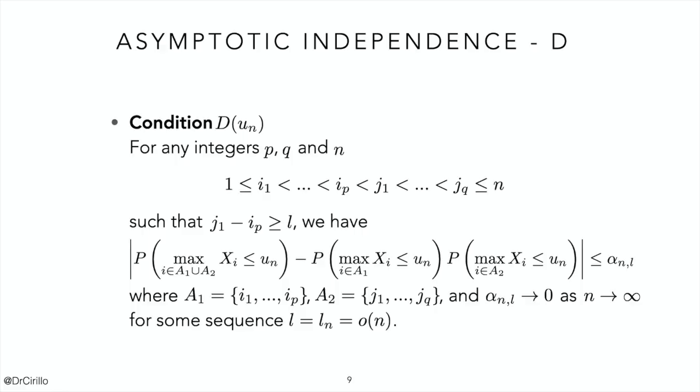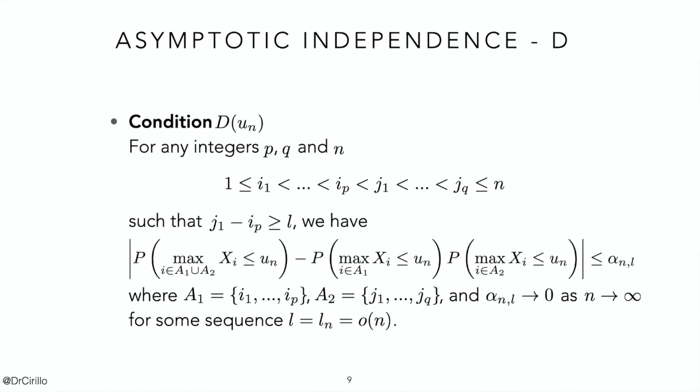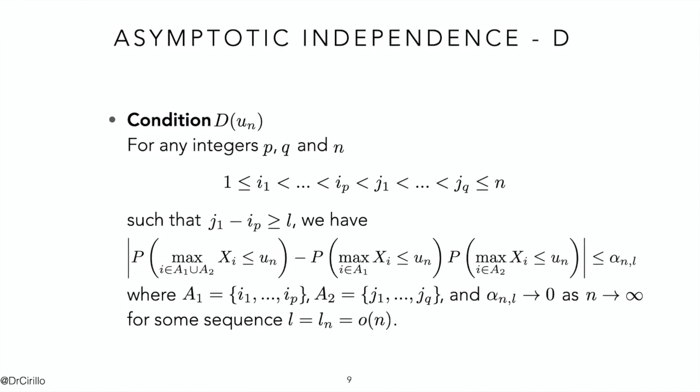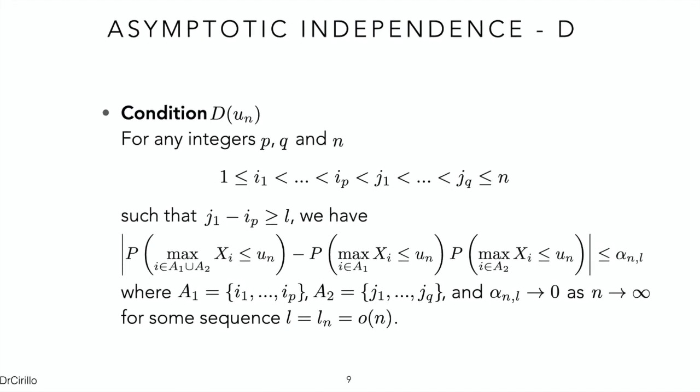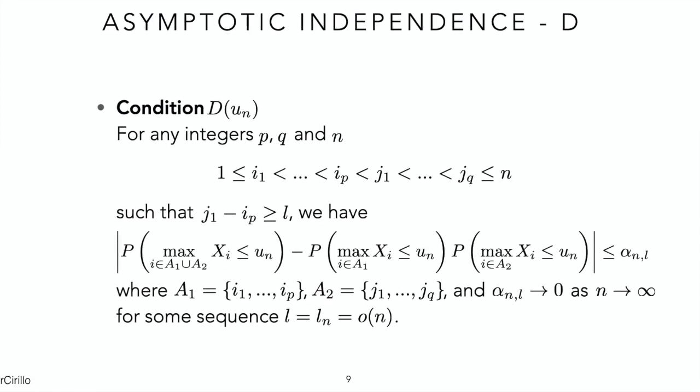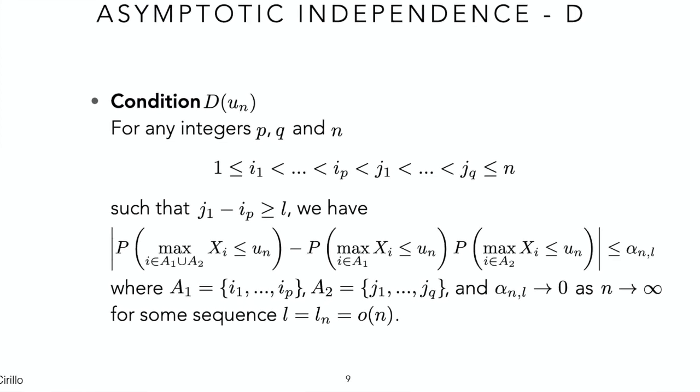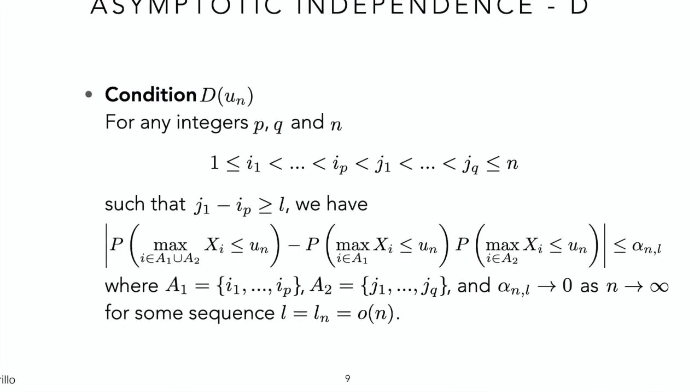On your screen, you can see the formal representation of condition D that we call asymptotic independence. Now, condition D is a so-called distribution mixing condition. The interpretation of condition D is quite straightforward if you have a look at the equation there. We require the probability of the maximum for i in the union of A1 and A2 to be essentially equal to the probability of the maximum in A1 times the probability of the maximum in A2.